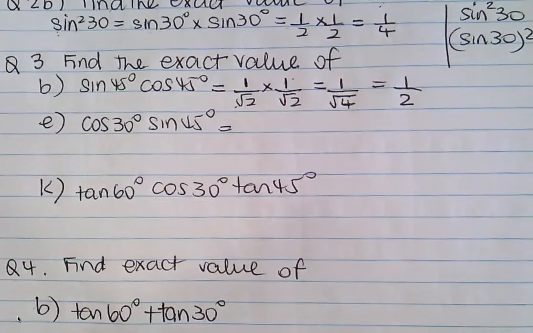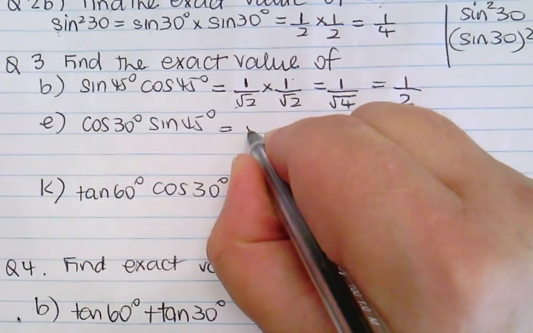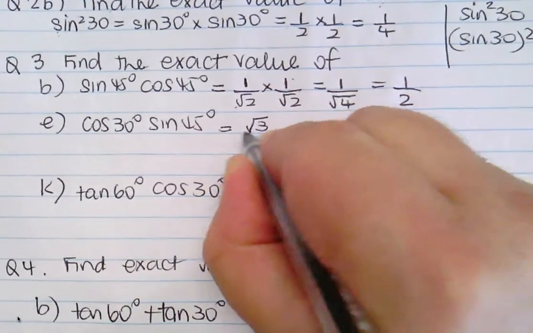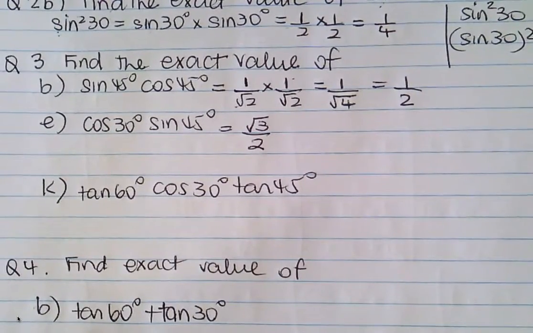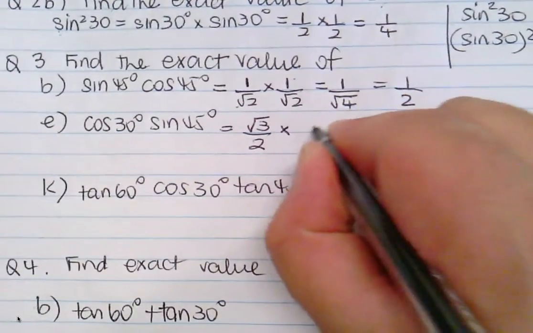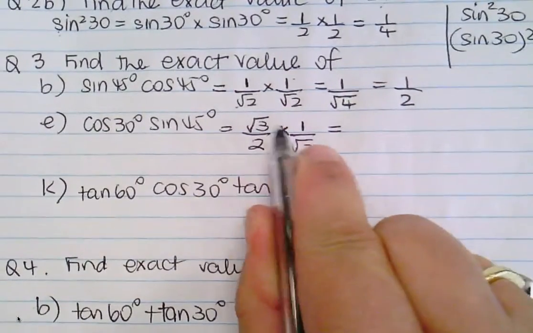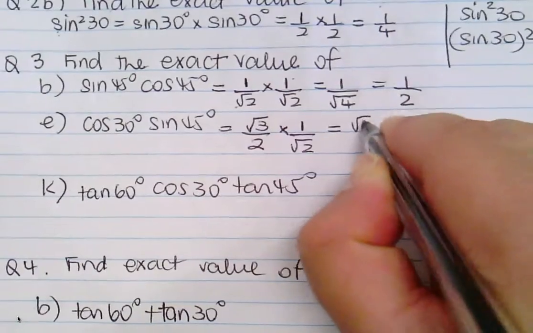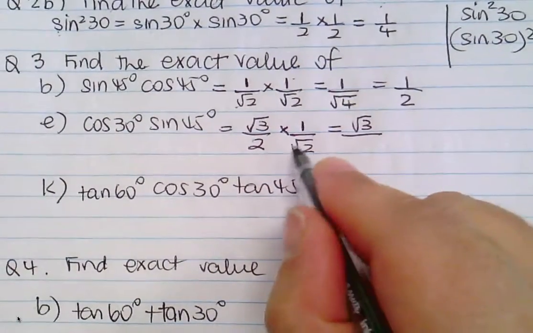Cos 30, anyone know? What's cos 30? Square root of 3 on 2. If you're not sure, you do cos 30 and you square it, and you get 3/4. Sine 45 is 1 on root 2. What do you think the square root of 3 times just 1 is? Square root of 3.